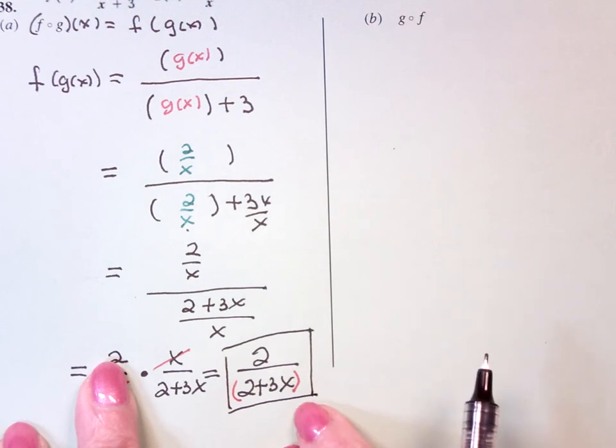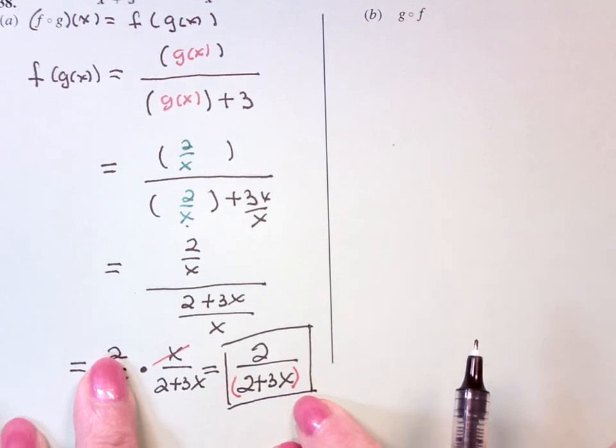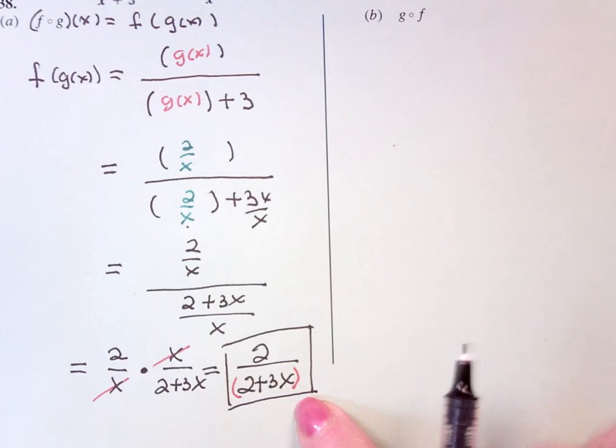And I know the domain of this one is what? All real numbers, x can't be negative 2/3. Yeah.